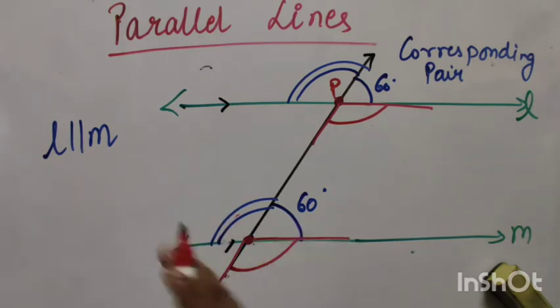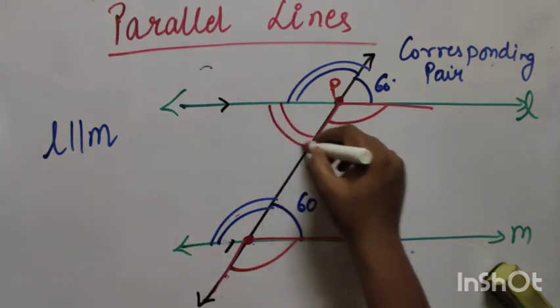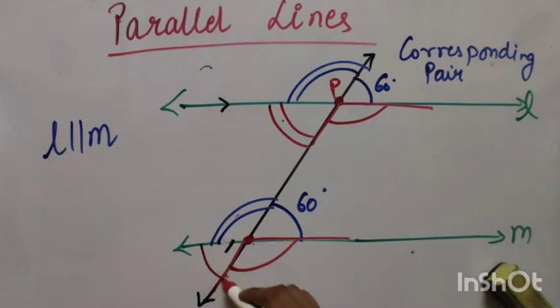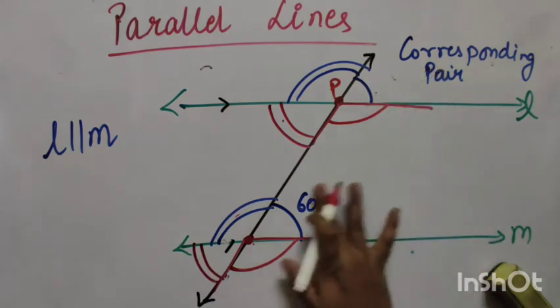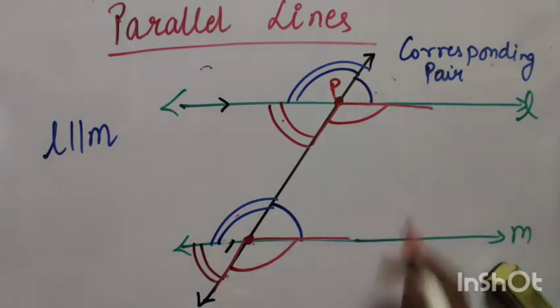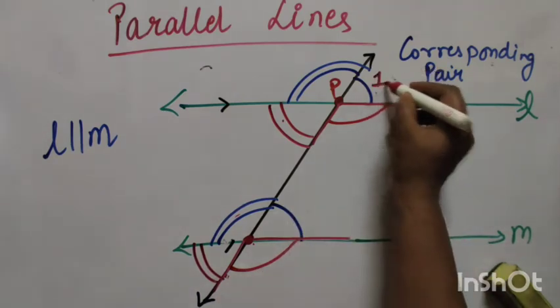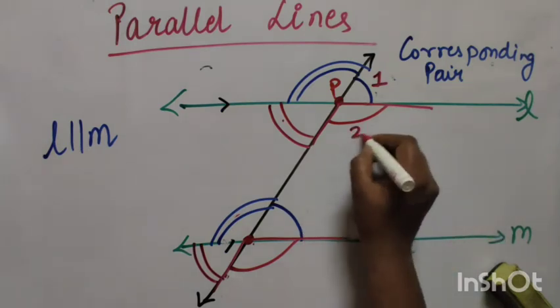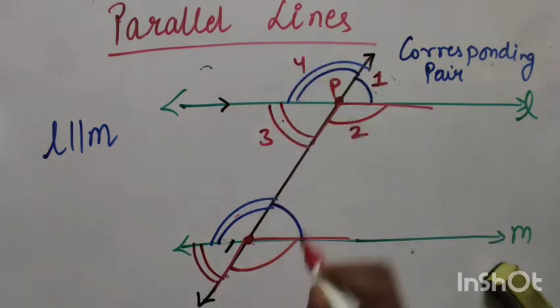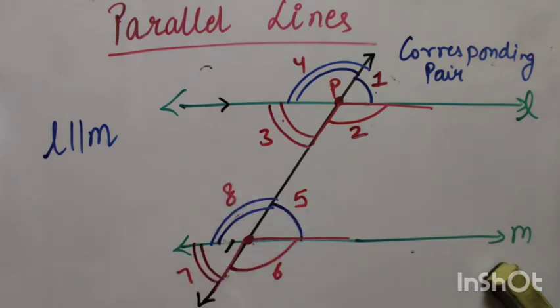Similarly, at the other side of the transversal, you can see this angle is corresponding to this angle. Right, children? So, from this observation, suppose this is angle 1, this is angle 2, 3, 4, 5, 6, 7, 8.